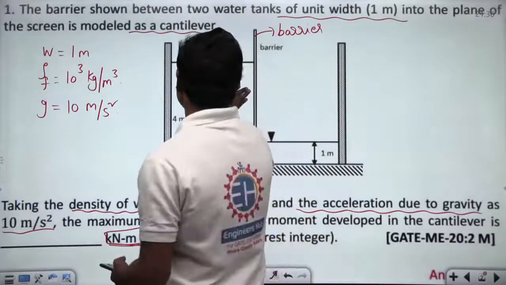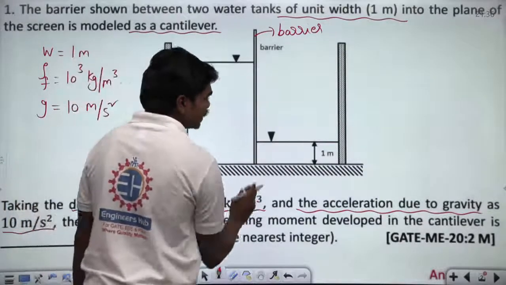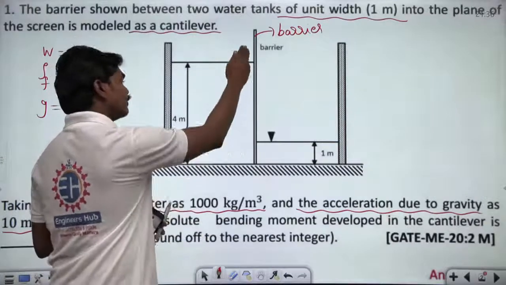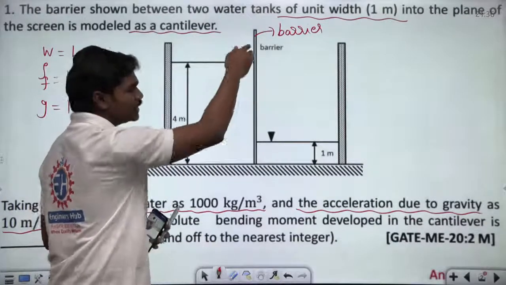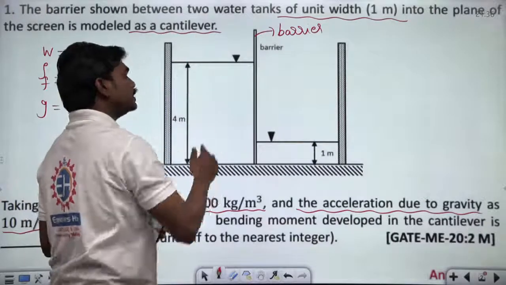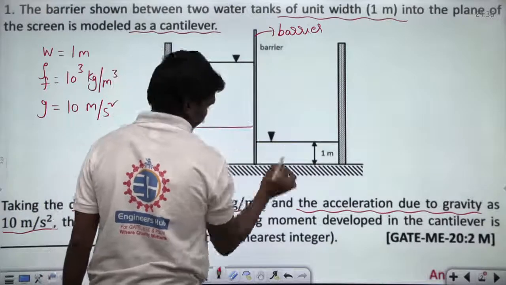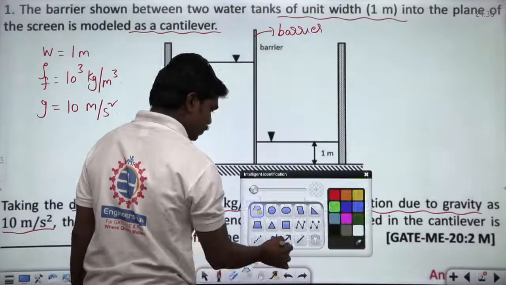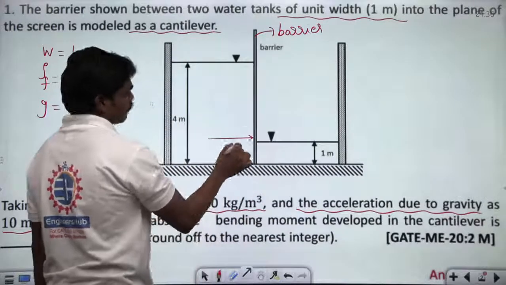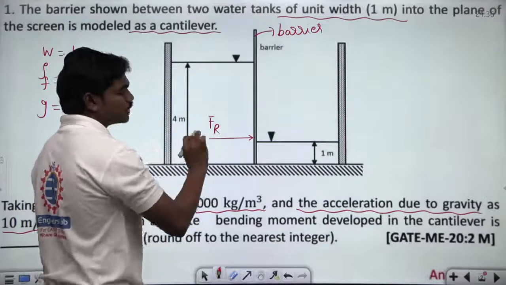Now on the left side there is a fluid column of height 4 meters, and on the right side there is a fluid column of height 1 meter. Whenever there is a fluid column and this plate is vertical, this barrier is of very thin thickness, and into the plane of the screen the depth is 1 meter. So definitely there will be some hydrostatic force acting here. There will be a hydrostatic force acting on the left face of this. So this is F, the force towards the right.